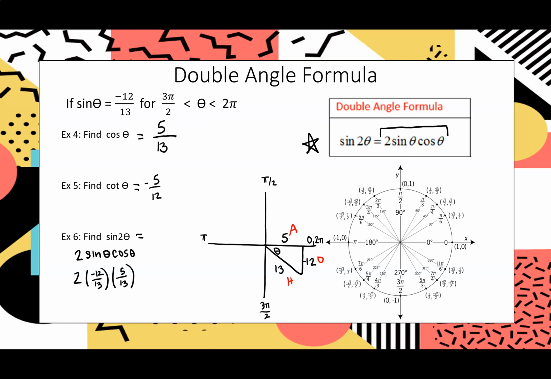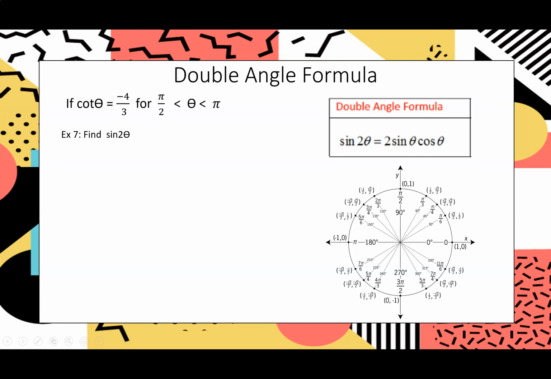Now, of course, you can rewrite that 2 in front as 2 over 1 if you'd like. We're going to multiply across the numerators, and I get 2 times negative 12 times 5 is negative 120, divided by my denominators, which is 1 times 13 times 13, is 169. And that's our answer for sine 2 theta. And you might be saying, whoa, that's a crazy answer. And in the next video, I'm going to show you how to check that answer and prove to you that it's correct.